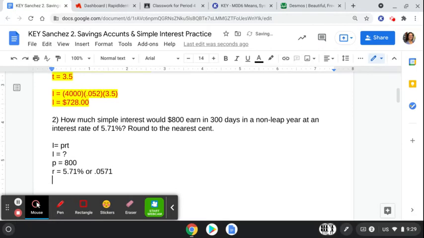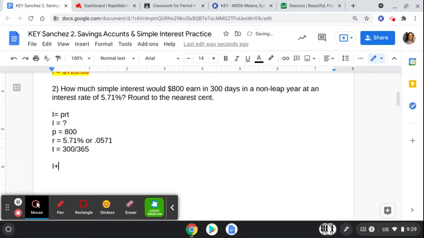How are you getting on those conversions? And the time is going to be 300 out of, how many days are in a non-leap year, like in a regular year? You got it, 365. So that's going to be our fraction. So we're going to say interest equals 800 times 0.0571 times 300 over 365.